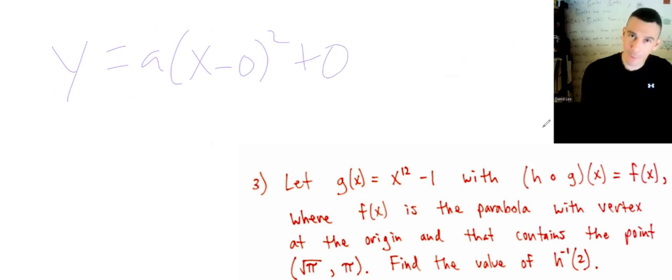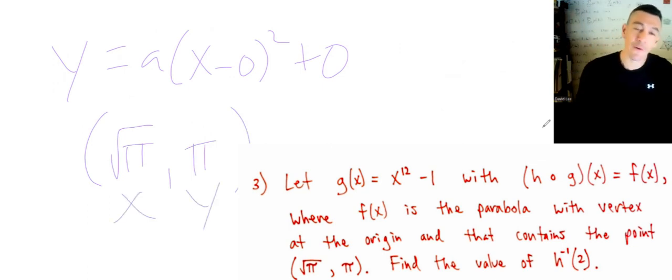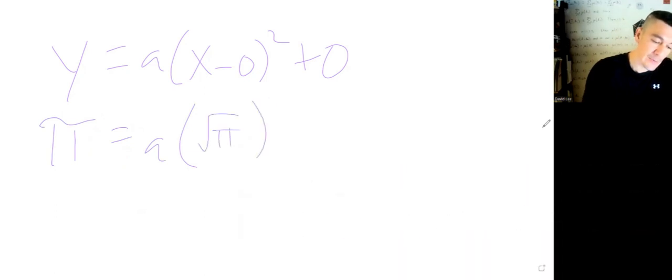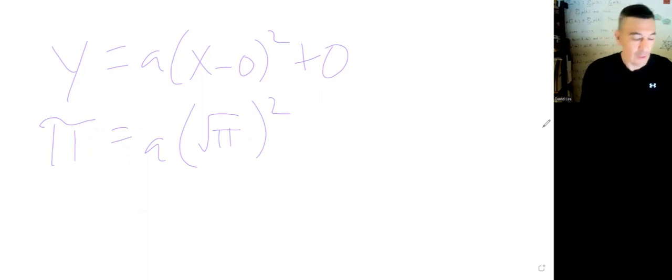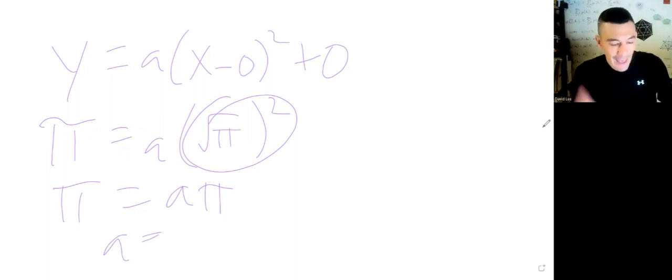And then they tell us a point. They say that square root pi, comma pi is a point on this parabola. So we can plug in those numbers in for x and y, respectively, to discover the value of a. So that would look like this. Pi equals a, square root pi squared. The zeros can just disappear into thin air. So this is pi equals a, and the square root and the square knock out, it's just pi. So a times pi is pi. So a has to be 1. So we know a is 1.